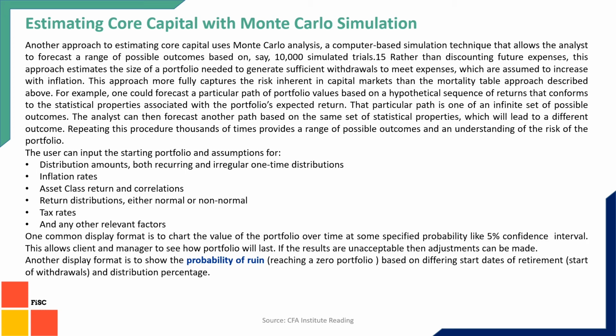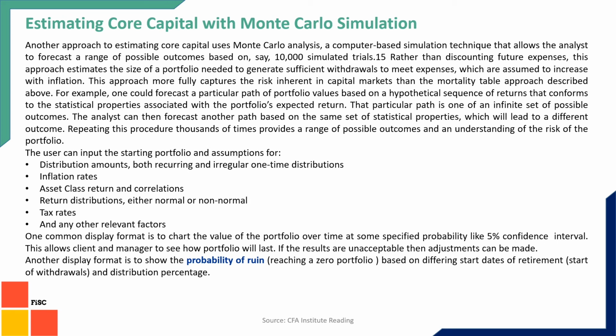Then inflation, asset class returns, correlations, all these they can calculate, and then they have to specify a probability, like a confidence interval which is generally 5%, and then they get a number which will be the core capital of their portfolio. So if the portfolio manager thinks that this number is correct, they can go with that, else they can change their inputs to get a more realistic number for them. So that is one format of display.